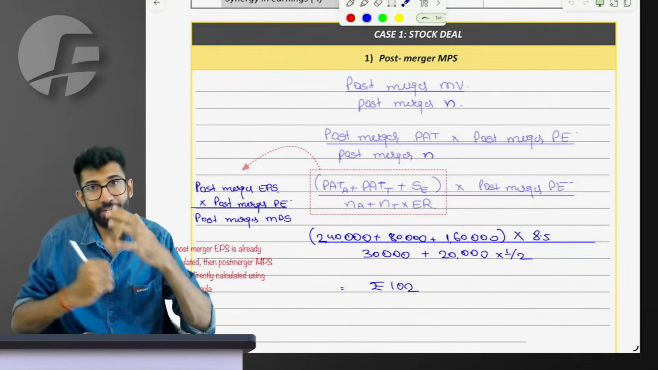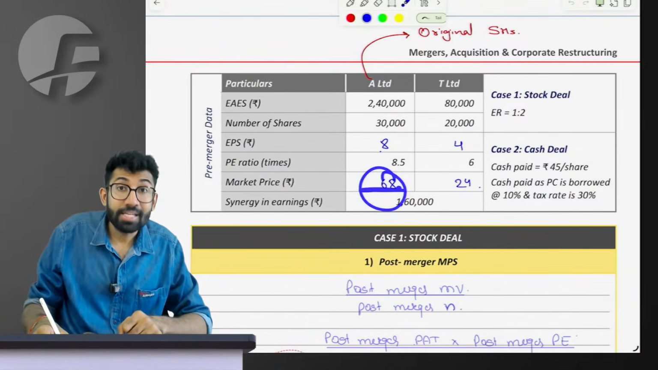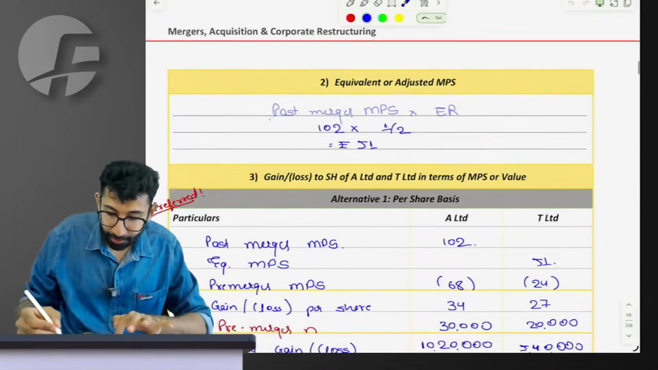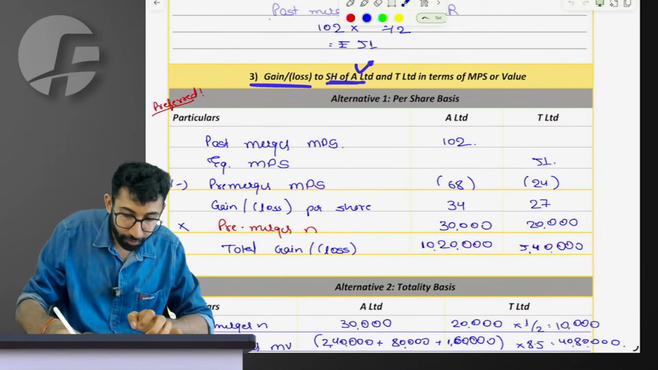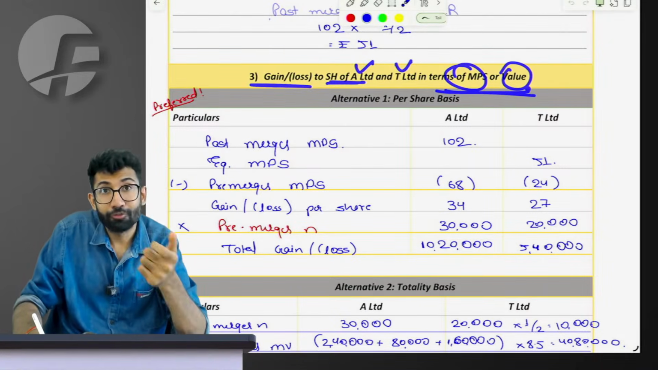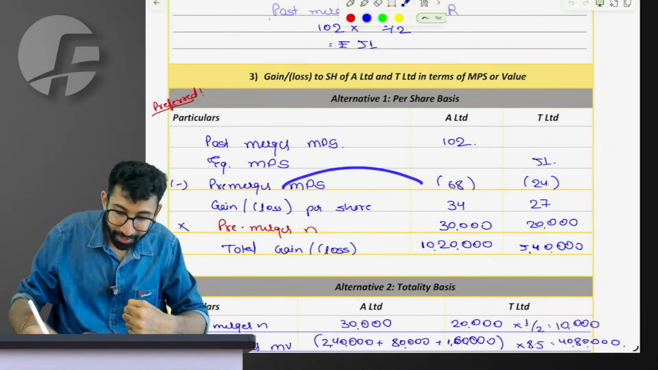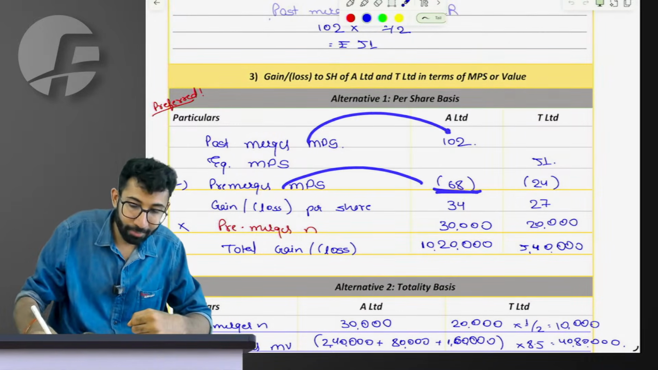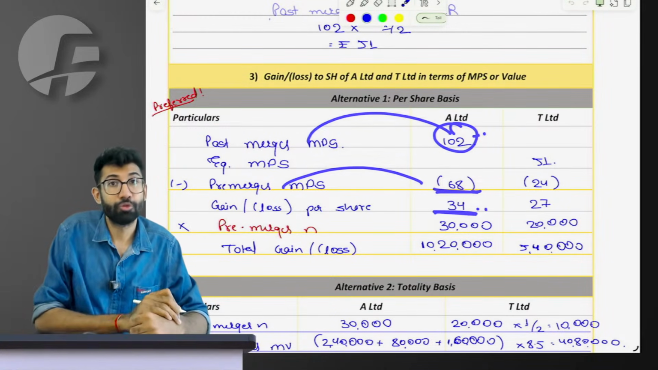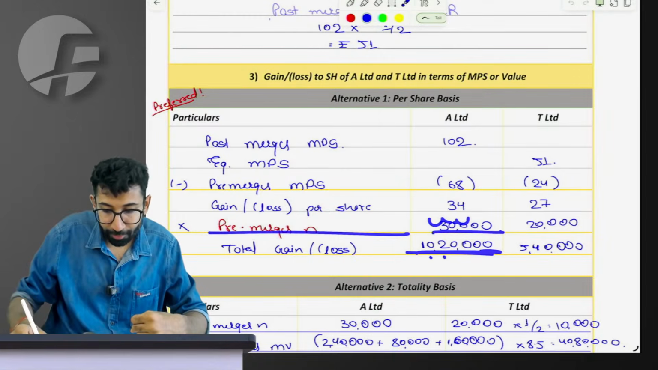Now the same rhythm, gain or loss in terms of MPS. As an acquirer, my MPS was 68. But now it has become 102. So please learn to calculate the gain or loss to the shareholders of A and T both in terms of MPS now. Previously it was in terms of earnings, now it is in terms of their wealth, their value, their MPS. I was previously having a market price per share of 68, but now that share price has become 102. How much am I gaining? 34 rupees on my 30,000 pre-merger number of share, giving me a total gain of 10 lakhs 20,000.